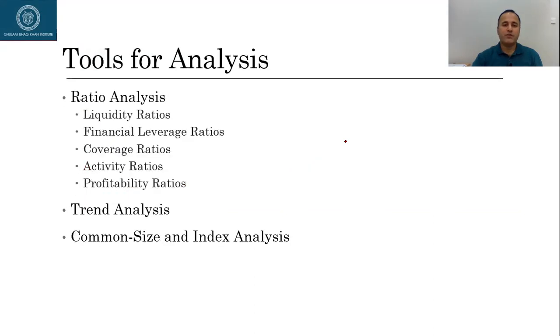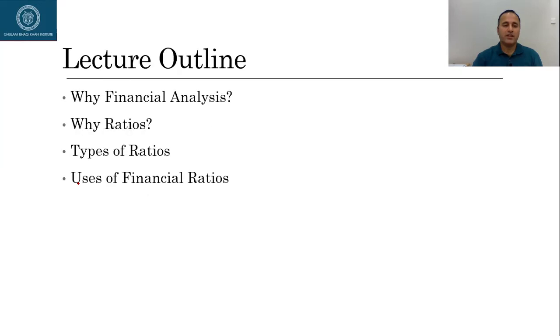And for analysis, of course, you need some tools. Those analytical tools we will cover one by one in a series of lectures. One of the tools is ratio analysis, and ratio analysis, as I told you in my first lecture, can be categorized in 5 different groups. The first group is liquidity ratios. The second one is financial leverage ratios. The third one is coverage ratios. The fourth one is activity ratios. And the last one is profitability ratios. And then we will also cover trend analysis, common size, and index analysis.